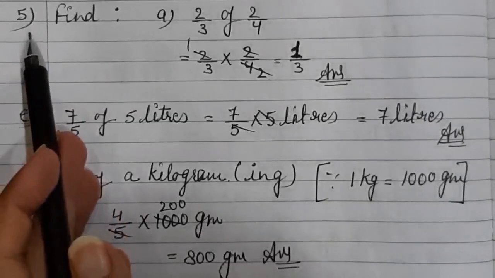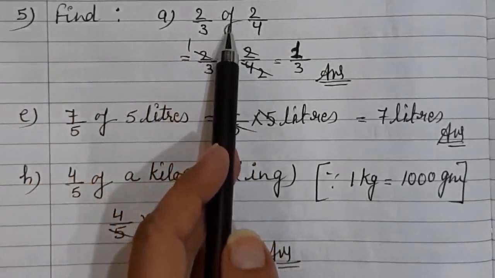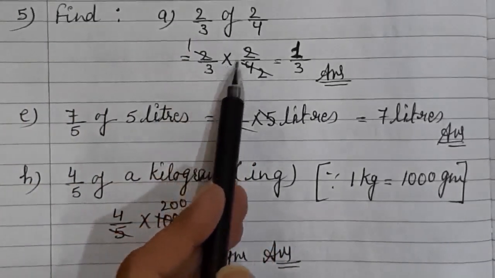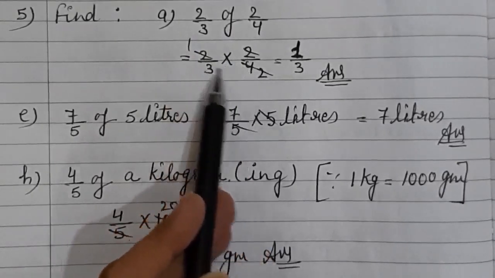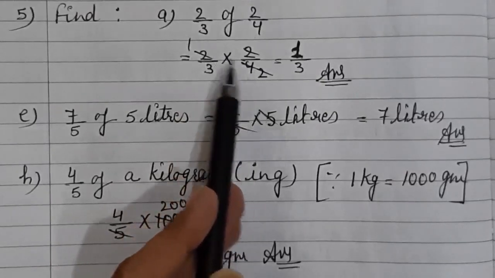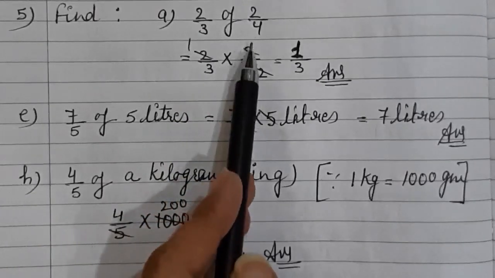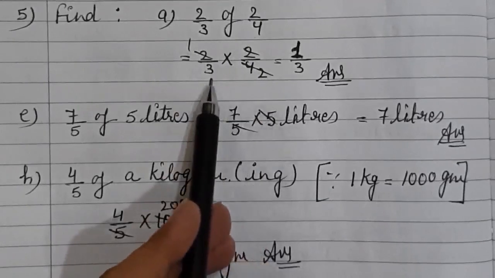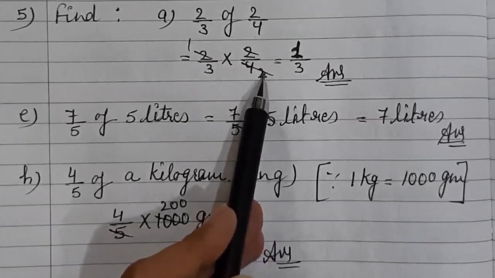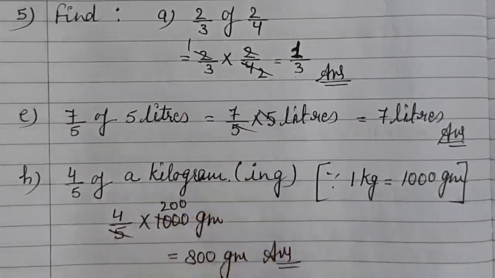Now come to fifth numerical. Find. A part is 2 by 3 of 2 by 4. Of stands for multiplication, right? So that means we have to do 2 by 3 into 2 by 4. So now simplify. You can cancel out this fraction's numerator with the other fraction's denominator. Only numerator and denominator can be cancelled. You can't cancel numerator with numerator or denominator with denominator, right? So now cancel out. 2 1s are 2, 2 2s are 4, 2 1s are 2, 2 1s are 2. So what is left? 1 by 3 is the answer, right?